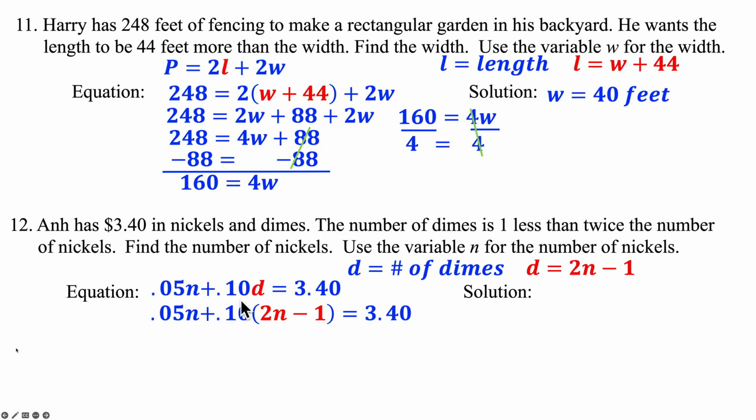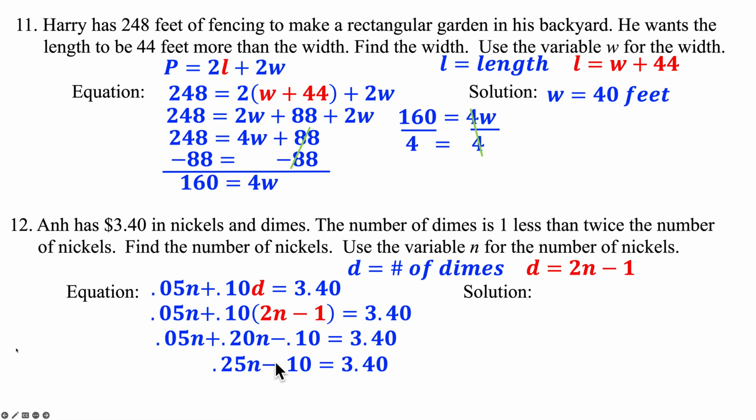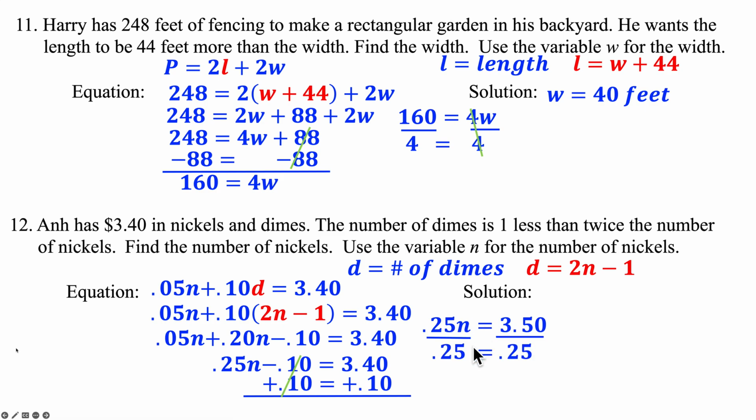Distribute in the 0.10. That gives us 0.20N minus 0.1. You can combine the N terms to 0.25N. Now solve for N. Add over 0.10. That's going to give us 0.25N equals 3.50. Divide by 0.25. And again, because we're talking about a physical object, there should be no decimal answer here. N comes out to be 14, so there are 14 nickels.